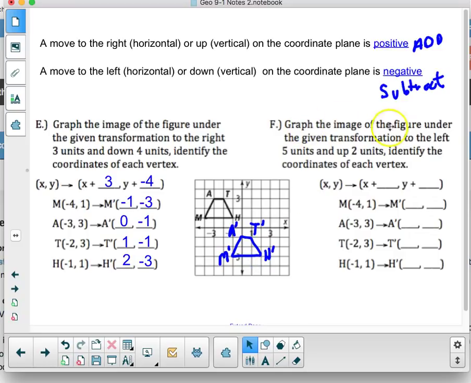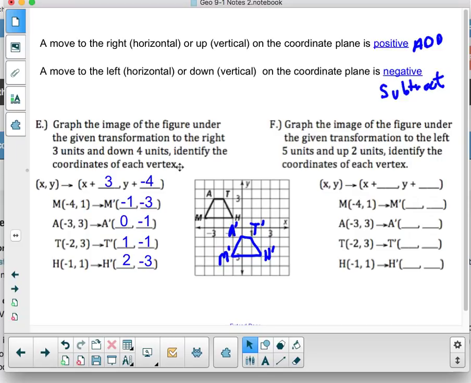Now, graph the image of the figure under the given transformation: to the left 5 units and up 2 units. Identify the coordinates of each. If I go to the left 5 units and up 2, I will be off this grid. So instead of graphing it, just give me the points this time.